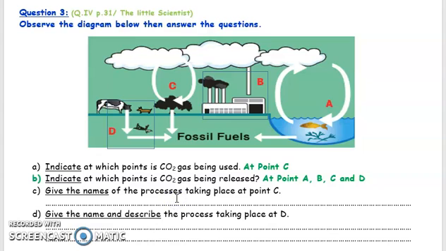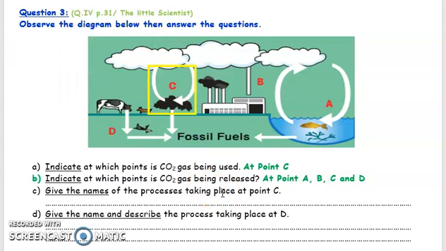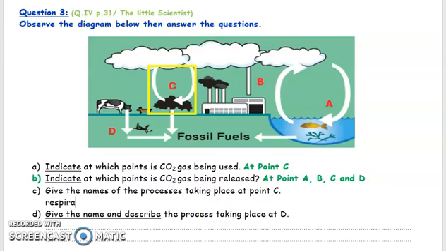Give the name of the processes taking place at point C, which is this one. What is happening in green plants? So plants do not stop breathing. The respiration process is happening day and night. So the first process happening in here, since plants are living organisms, they need to breathe. So respiration is the first one.